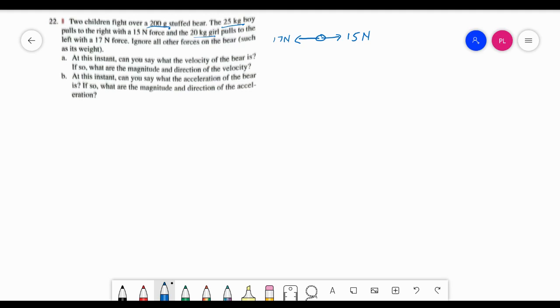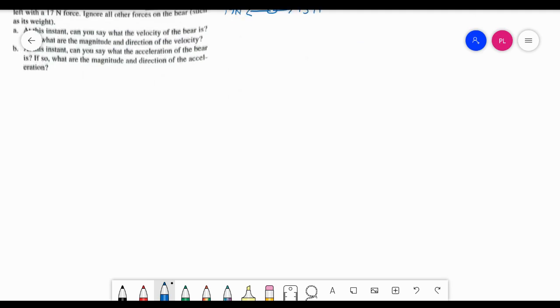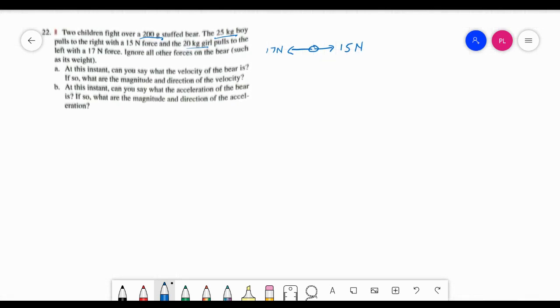We're going to have to start getting used to, or being okay with, converting from grams to kilograms. Grams to kilograms is a difference of 1,000. So I'm going to say here that the mass is 0.2 kilograms.